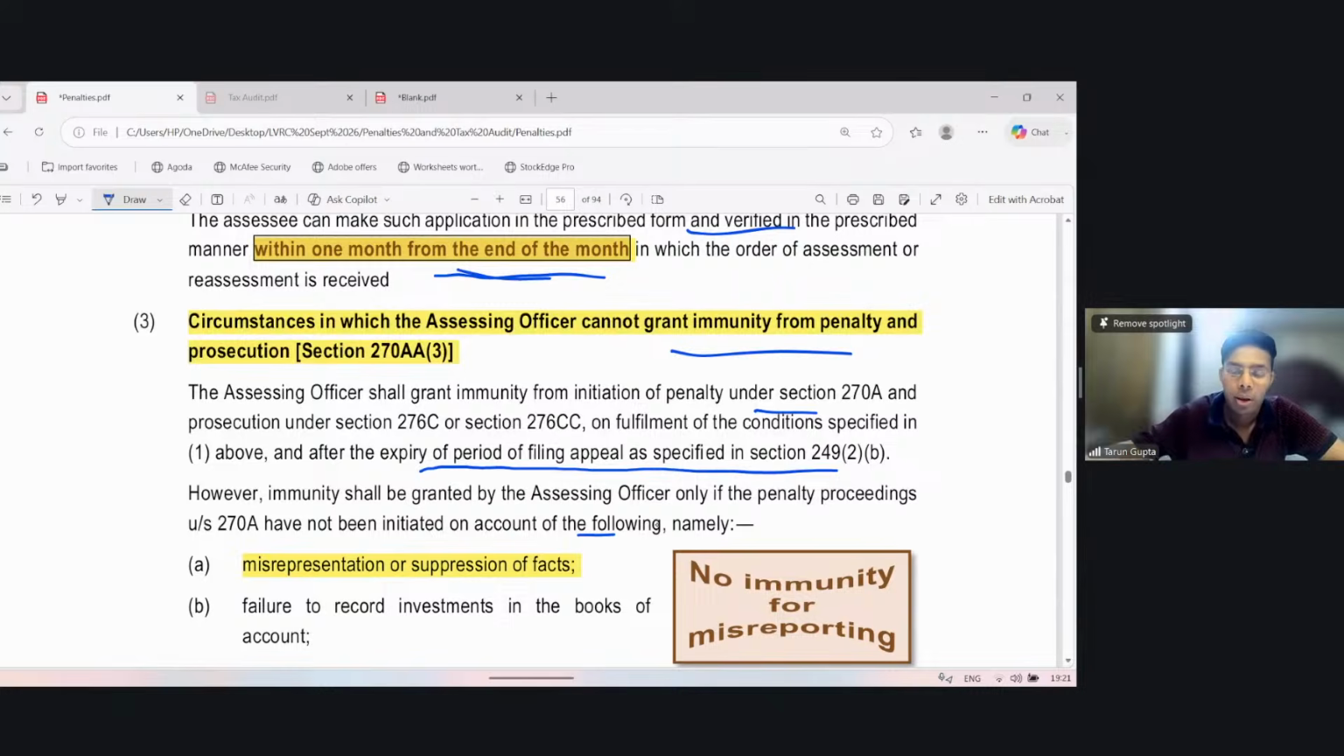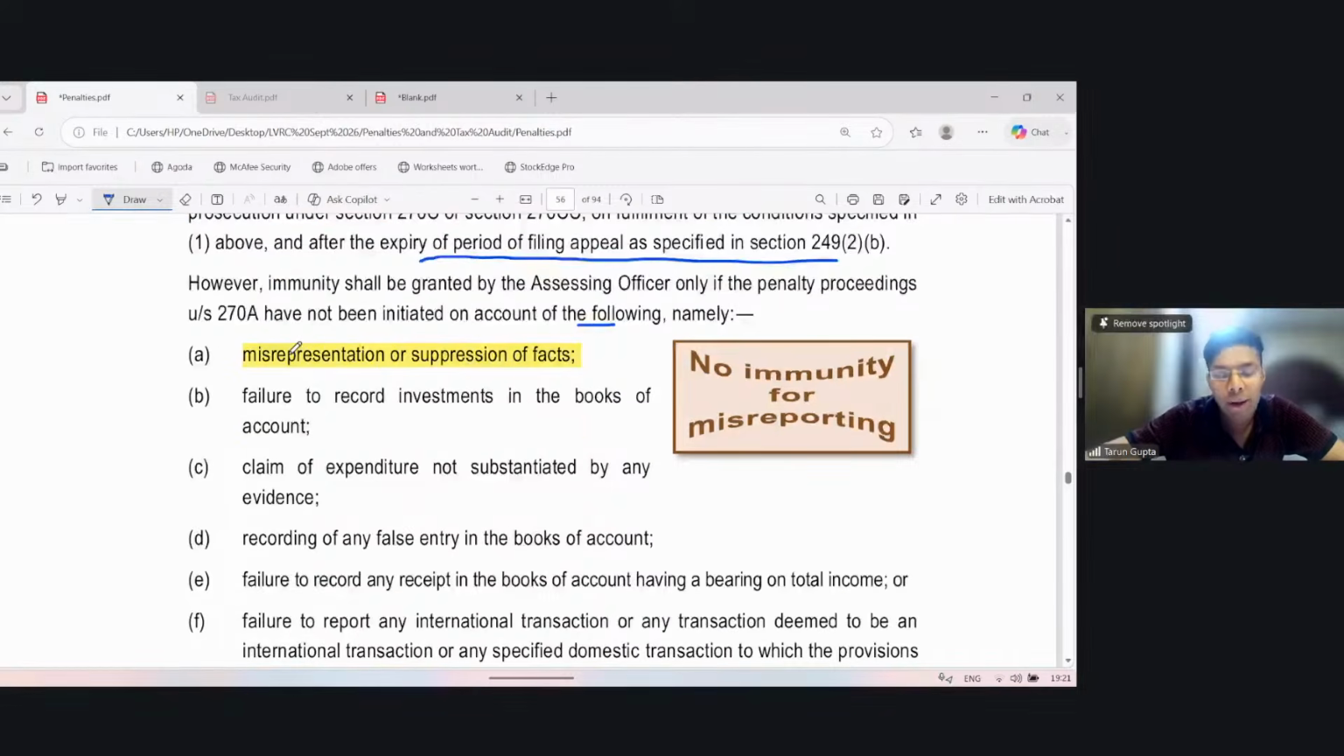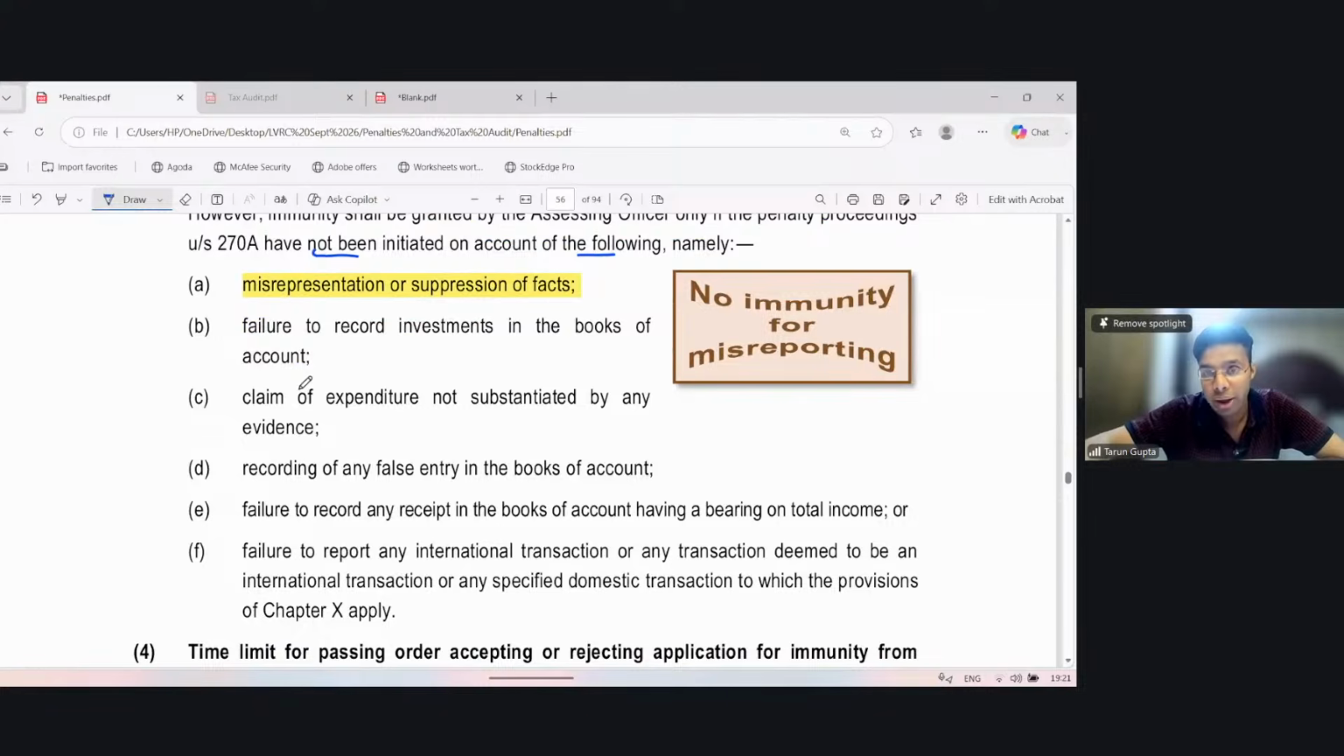Have not been initiated on account of the following. It says that immunity shall be granted only if penalty proceedings have not been initiated on account of misrepresentation or suppression of fact, or on account of failure to record investment in books of account, or on account of claim of expenditure not substantiated by document or evidence or invoice, or on account of recording of any false entry in the books of account, or failure to record any receipt in the books of account which has a bearing on total income, or failure to report any international transaction or transaction deemed to be international transaction or SDT, specified domestic transaction, which is required under chapter 10.